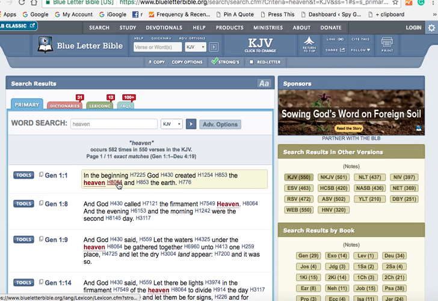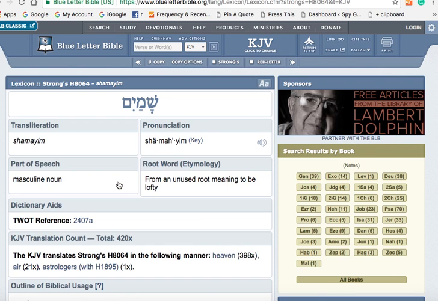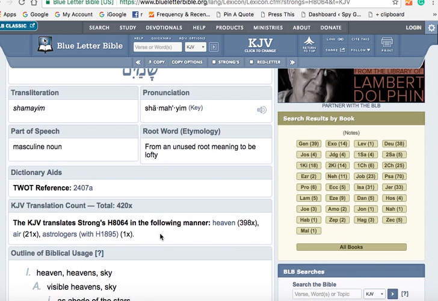So if we hit H8064, it takes us to the word definition in the original language, which is Hebrew. And the word is Shamaim, spelled Shamaym. Now, the Hebrew may have had different accents and things, so I have no idea, but all I know is this is what Strong says to give us some idea of what was actually being said and to understand it.